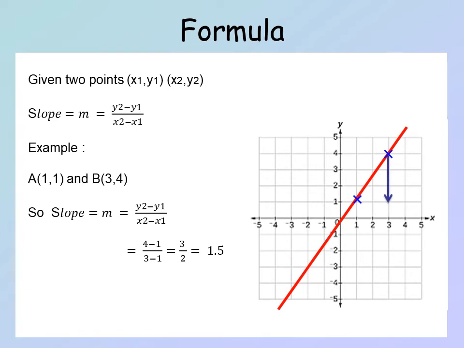Looking here to prove it also, the rise, going from the first point to the second point, is negative 3, and the run is negative 2. Dividing negative by negative will give you positive, and 3 divided by 2 is 1.5.